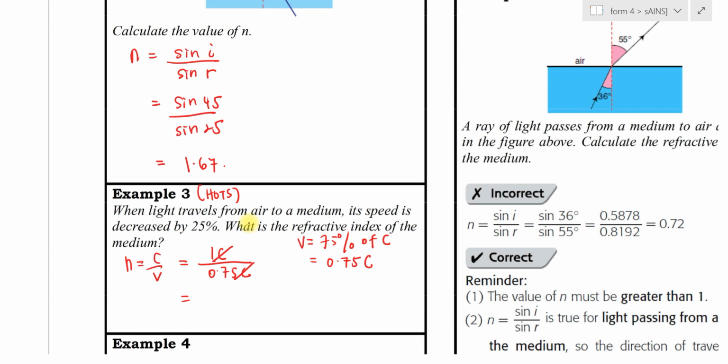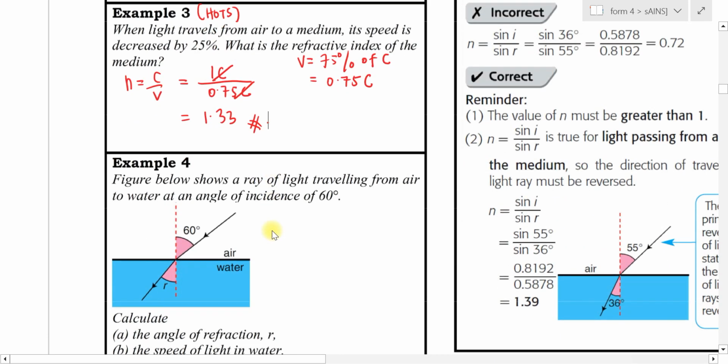One over 0.75, how much? 1.33. That's the answer. So when the speed decreases by 25%, it means it is travelling at 75% of the speed of light. Like that. Okay.